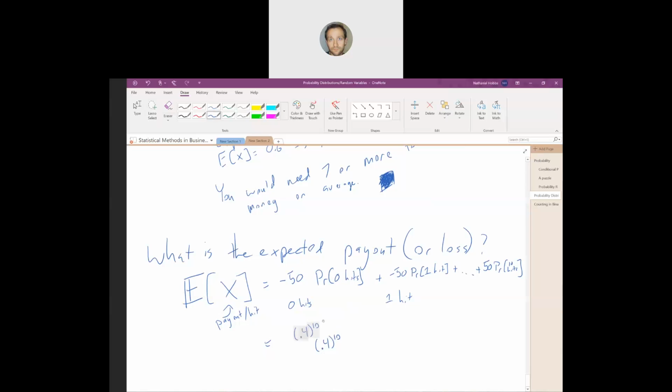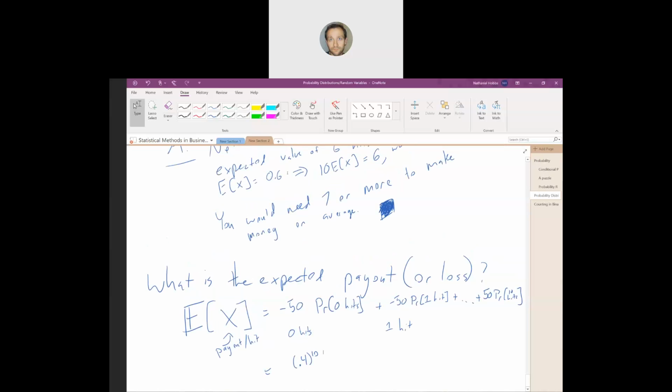So the probability of not hitting is 0.4 because the probability of hitting is 0.6. So each time the probability of not hitting is 0.4. And then he doesn't hit 10 times in a row. All right, and for this next one, that's minus 50, plus minus 50. Okay, how about the probability of 1 hit?